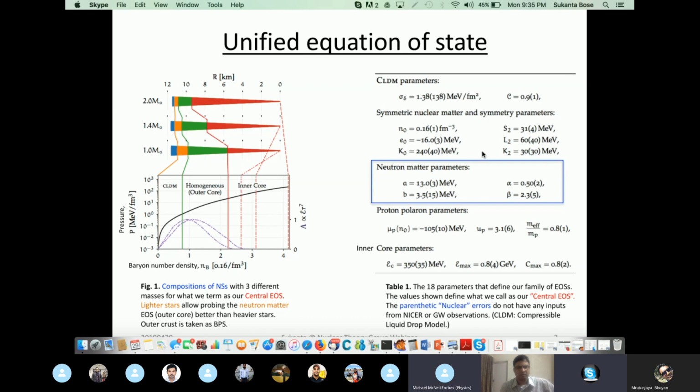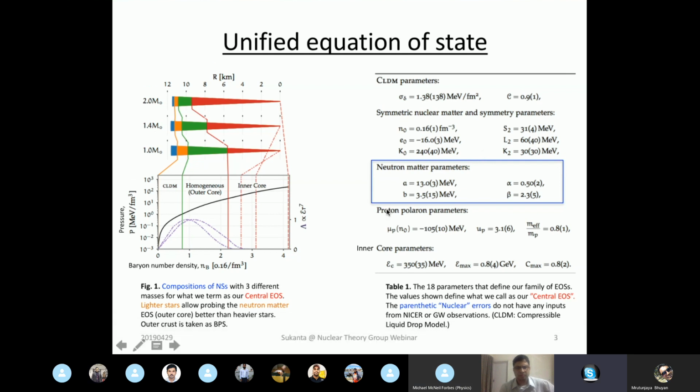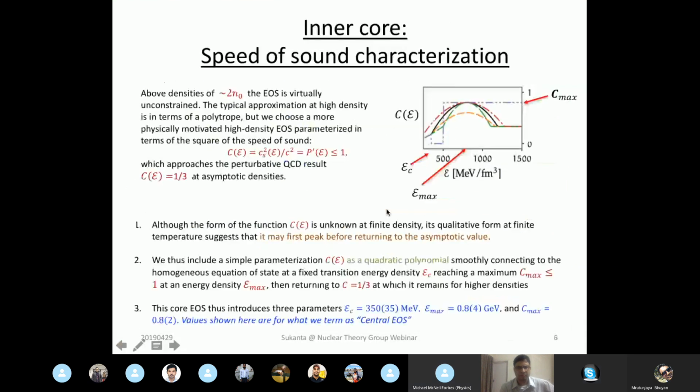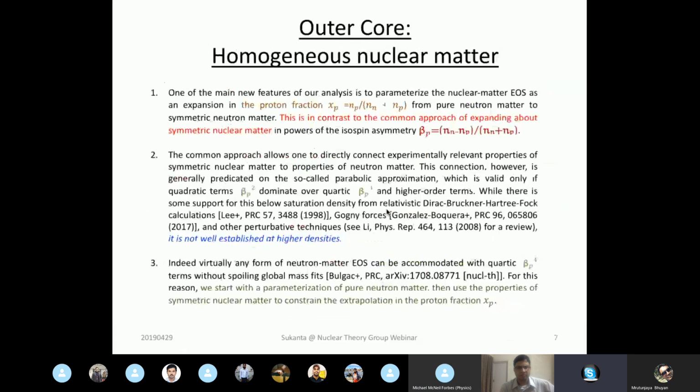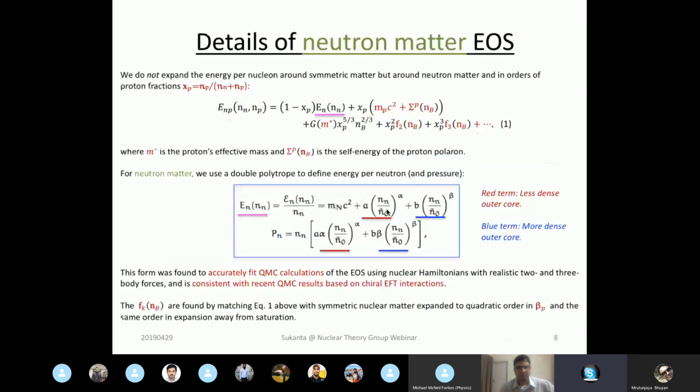What I asked is that, can you go to the next slide? I think I can address the question more specifically. Okay. The next slide. No. Where you have this red line and blue line. Yes, here. You see here, the red term is for less dense outer core. Correct. That means which is closer to the inner crust. Correct. And the more dense, which is closer to the inner core. Correct. So that separation only comes because of the power, because beta is much larger than alpha.